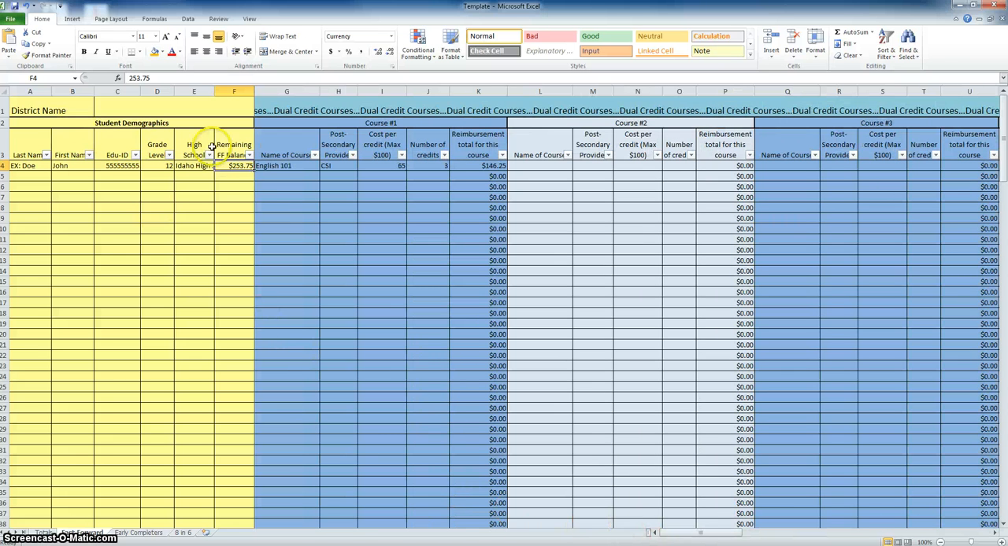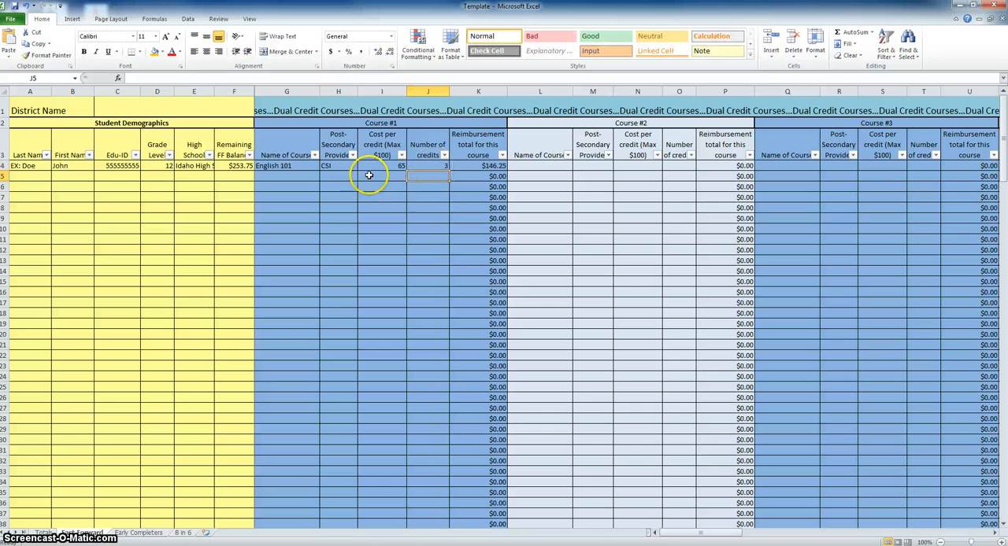So here I have John Doe, who has $253.75 left that he can use for the spring. And so I'm going to report his courses here. Here I have an English course through CSI, $65 and 3 credits. When I go to column K, you'll see that there is a formula built in, and so the 75% there is already populated. And so if I change this to 2 credits, that will change accordingly.